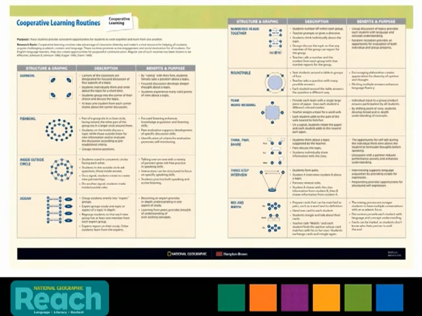As I just mentioned, students will share their new word knowledge through cooperative learning routines. The routines will vary throughout the program, but pages PD 58 and PD 59 include a comprehensive list of all of the routines that you will cover.